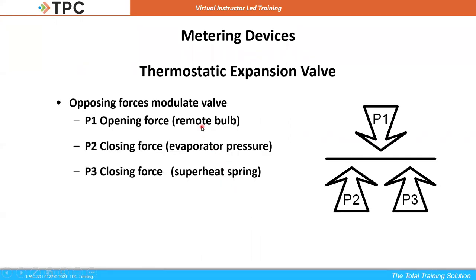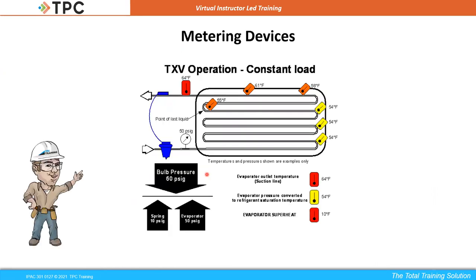So this particular metering device controls the superheat for us. We don't have any control over superheat. It does it for us. The only adjustment we can make is the superheat spring right here, adjusting how much superheat we have. And again, this is what it looks like.